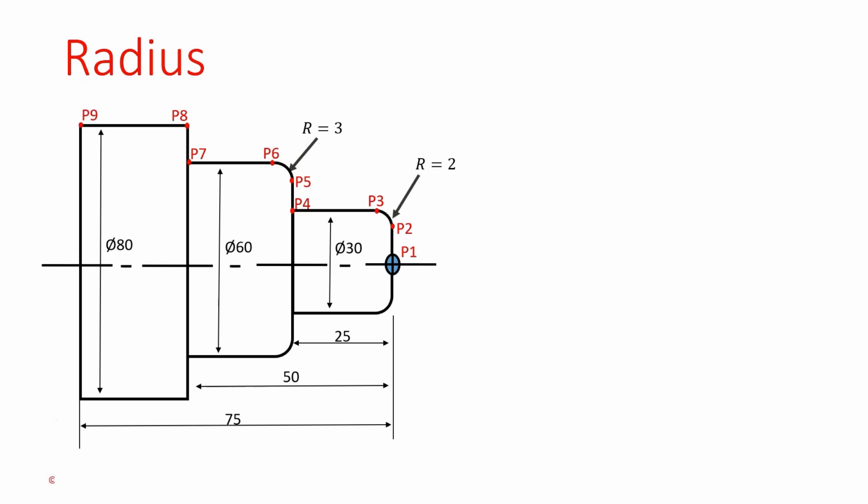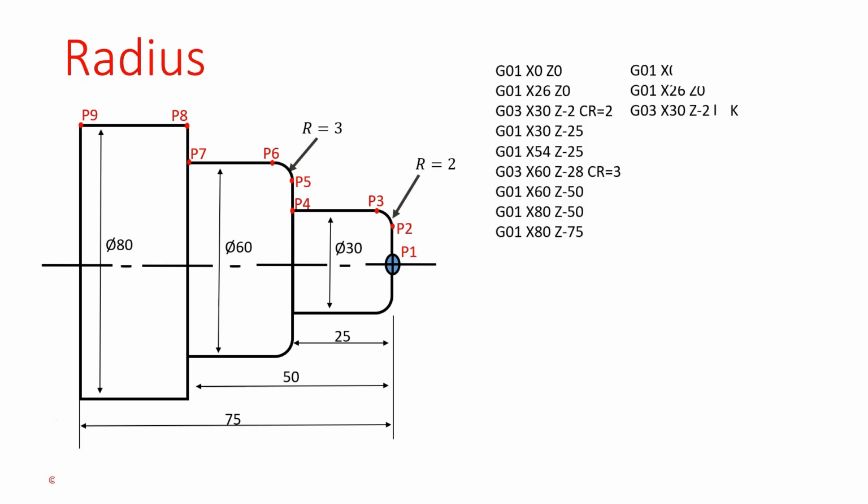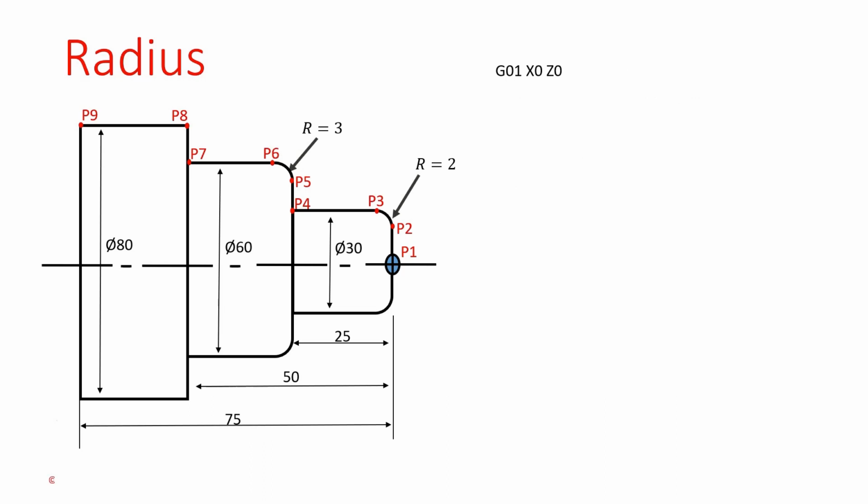Now we will discuss the motion commands and values of the points. The P1 point is the origin point of our component. The origin point value is G01, X0, Z0. At this point, the tool touches the workpiece. That's why we activate the slow feed linear motion code. Next, go to the arc start point. It is the P2 point.